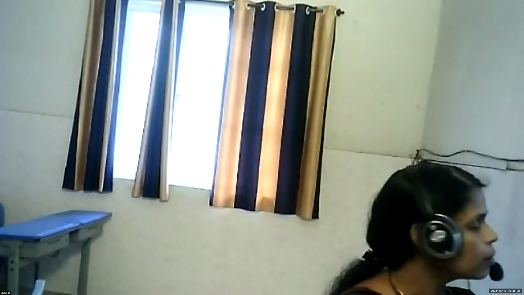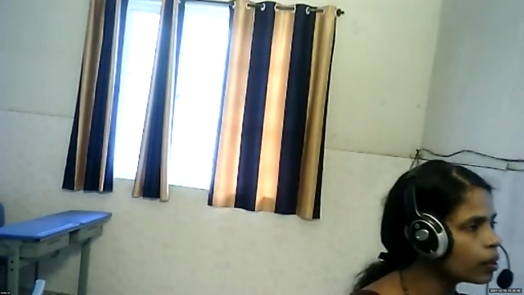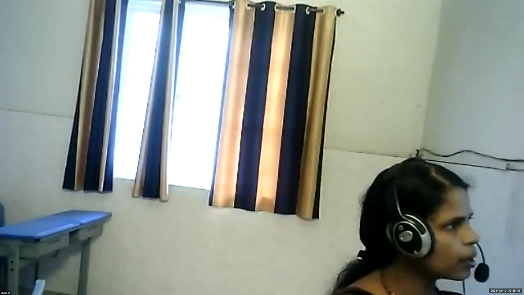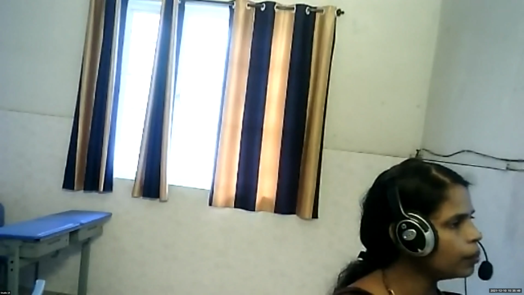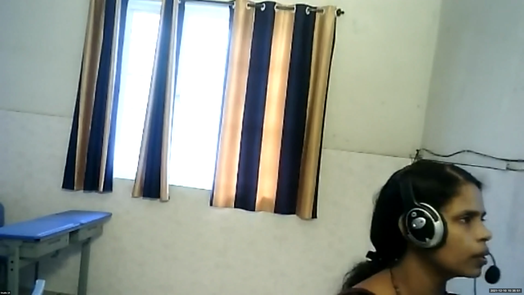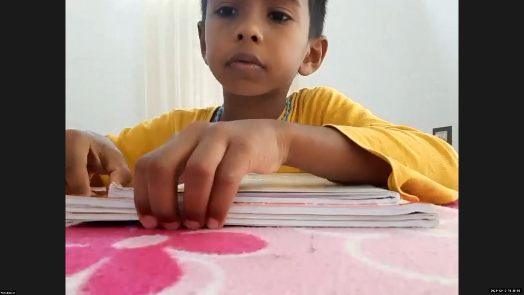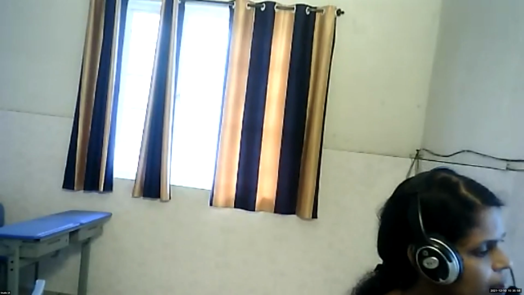So the number written on the coin or note will be its value. If it is written 5, it is 5 rupees. If it is 20 rupees, it will be written 20, like that. So the value means the number written on the coin or note. That is its value. Now let's see some coins and notes.